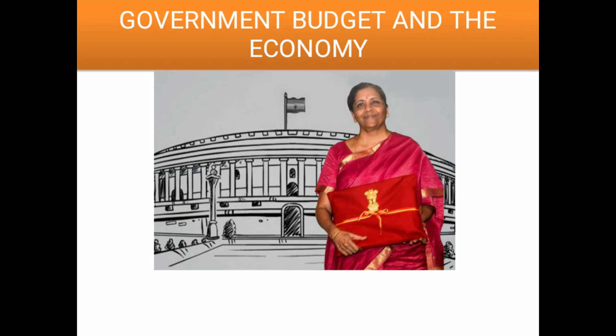So students, as you see in the picture in the presentation, it is of the finance minister Srimati Nirmala Sitharaman. Now students, what are the highlights of this picture? In 2014, Prime Minister's government, Mrs. Nirmala Sitharaman presented the budget in the traditional red cloth, as has been done for very many years.